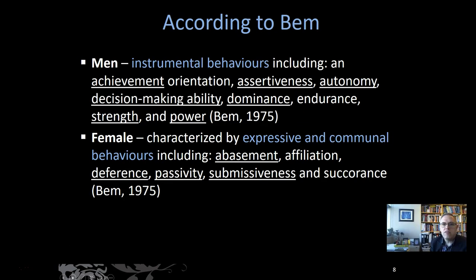And when we look at what Bem's Sex Role Inventory says about male and female, we can see that men, according to Bem, engage in instrumental behaviors, including an achievement orientation, assertiveness, autonomy, decision-making ability, dominance, endurance, strength, and power. Where women are characterized by expressive and communal behaviors, including abasement, affiliation, deference, passivity, submissiveness, and succorance. Now, succorance means seeking out the social support of others, and abasement means basically making yourself smaller in relation to men and other people.